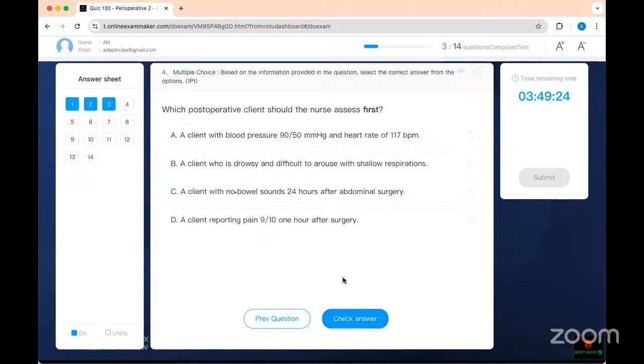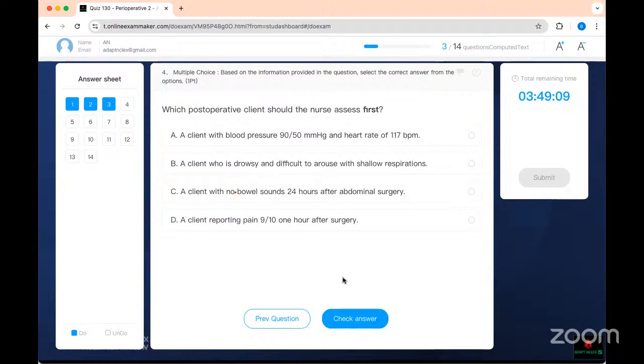Which post-op client should the nurse assess first? Once again, who would you see first? They just had surgery. Think in terms of surgery. You want to prevent morbidity. It's a post-op care patient. So one patient had what?